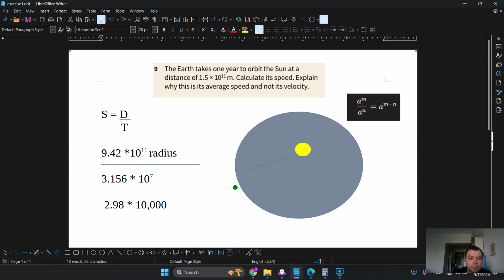So 2.98 times 10,000, we just change the position of the decimal point 4 times, right? So this is 1 time, this is 2 times, 3 times, 4 times, and we got our result. So the speed of Earth is approximately 29,800 meters per second.